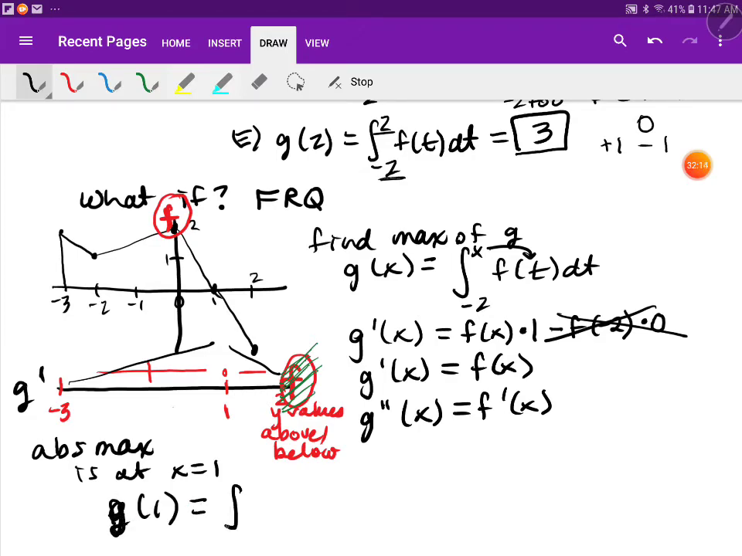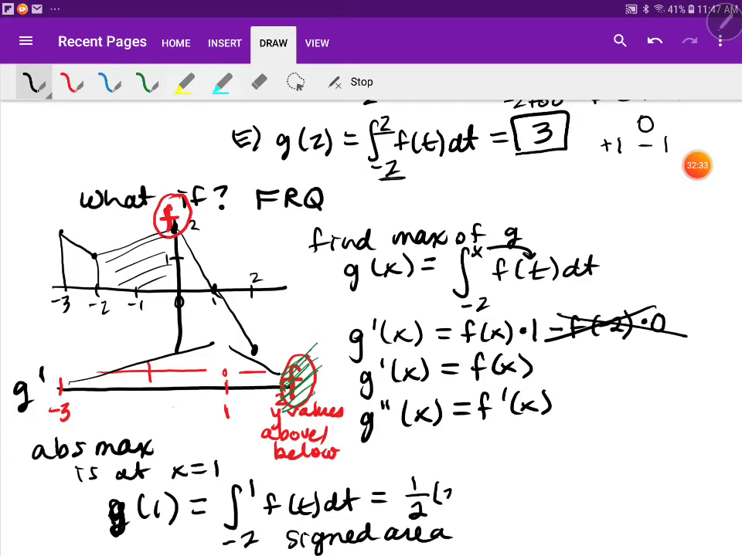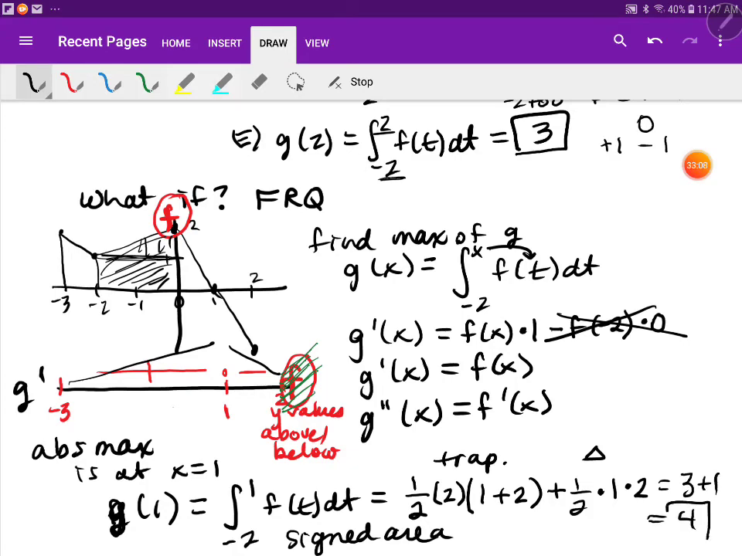And G of 1 is the integral from -2 to 1 of f of t dt. That would be signed area, which we did above. For the signed area from -2 to 0, if I did a trapezoid, the width is 2 and the height is 1 plus 2. My math brain says be safe: I see the rectangle, I see the triangle, and I would probably just add those two, but it does turn out to be the same thing. Then I need to add the area of the other triangle, one-half, the base is 1 and the height is 2. And that would be 3 plus 1, which is 4, the answer we got on the other problem.